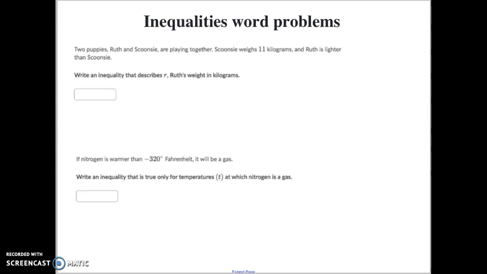Today's Khan Academy, inequality word problems. Two puppies, Ruth and Sconcy, are playing together. Sconcy weighs 11 grams. Ruthie is lighter than that. Write an inequality that describes Ruthie's weight in kilograms. So whatever the inequality they're telling you, which in this case is R, we're going to put the R first.